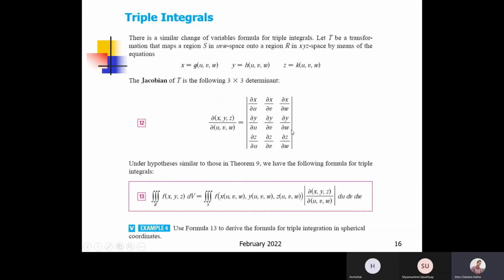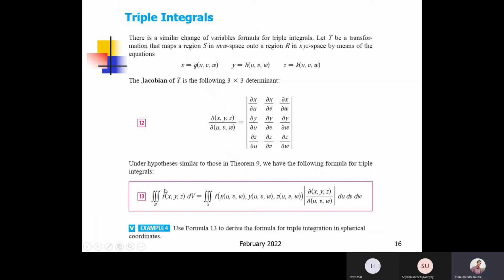Yeah, so now let me come to triple integrals. As I have told you, there is a similar change of variable formula for triple integrals. If T is a transformation that maps a region S in UVW space onto a region R in XYZ space by means of the equations, x is a function of UVW, y is also a function of UVW, and z is a function of UVW, then the Jacobian of T is the following 3 by 3 determinant, and this I have already told you.